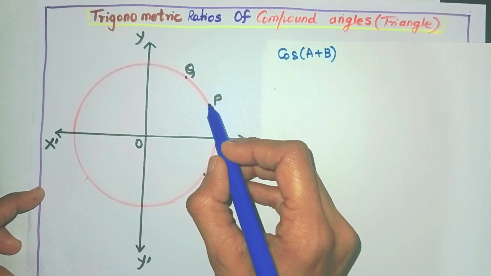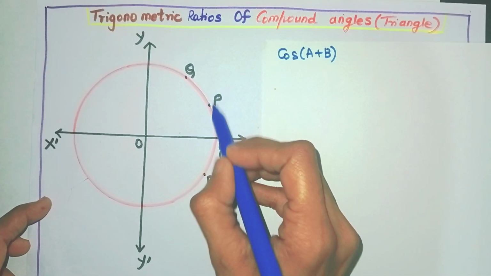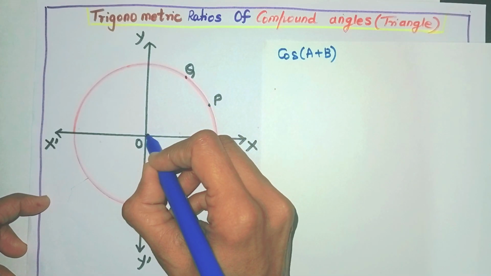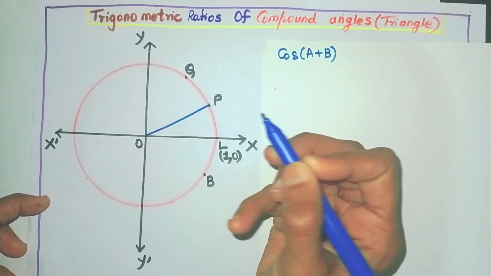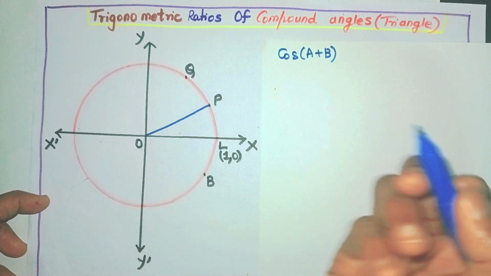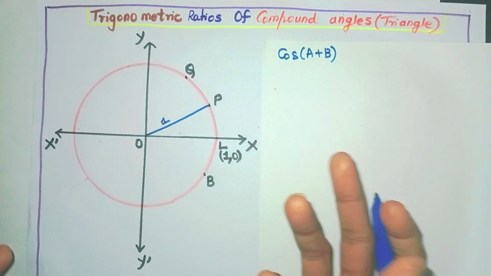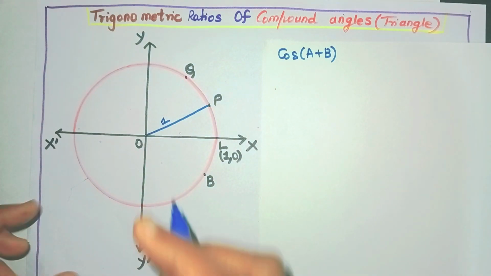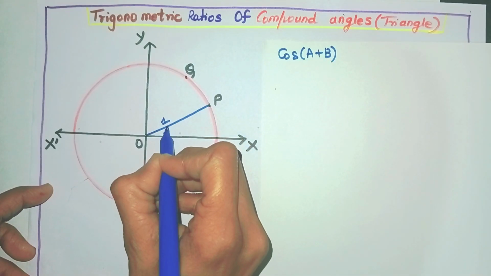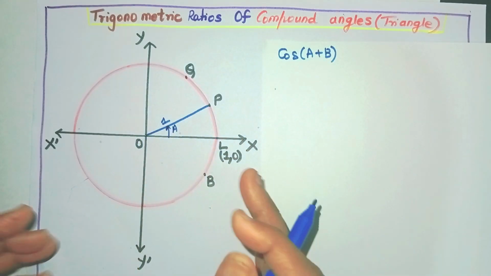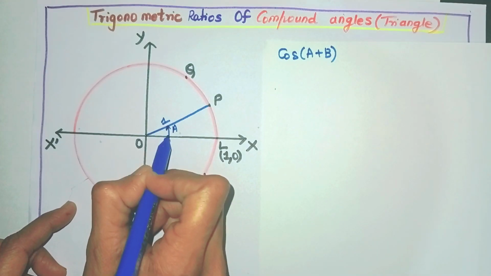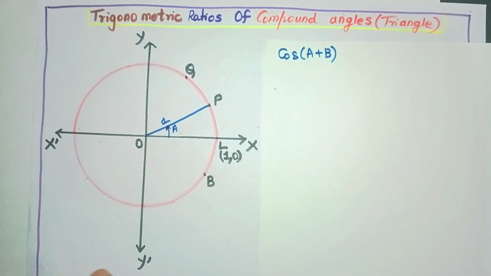Now let's consider any point P on this circle. Okay, this point P. Now let's join the origin with this point P. Now can you tell me what will be the length of OP? Yes, it will be again 1 unit because the radius is 1. Now let this point P make an angle A with the positive side of the x-axis, friends. So we are going to measure in the anti-clockwise direction, so it will be plus A.